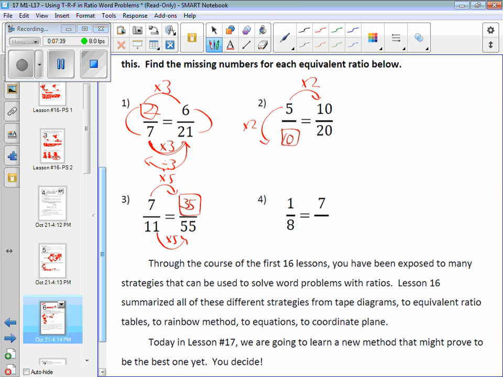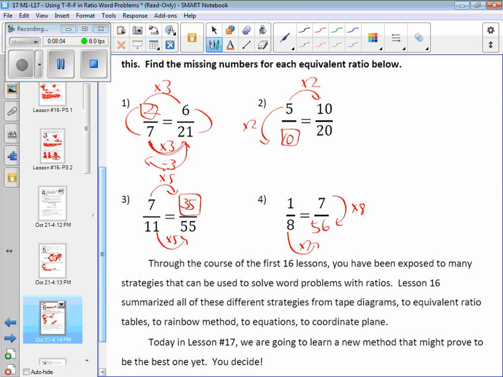Number 4, you could use either multiplicative structure or constant. Either way will work. Steven, what do you got, bud? I got 56. Yep, 56. The constant is times 7. If you go here, it's times 7. If you go here, it's times 8. Either way will work.